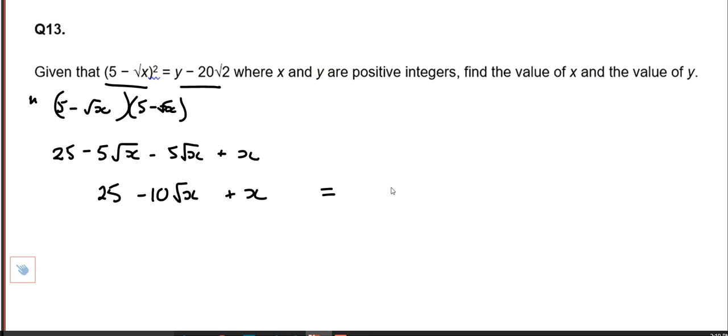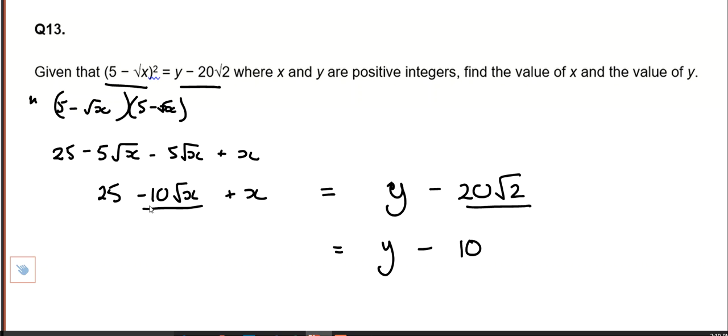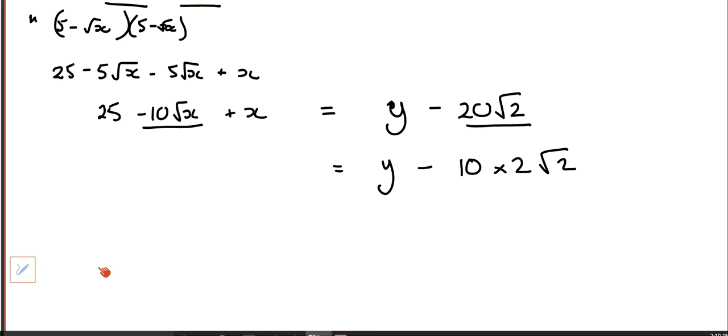That, I am told, is equal to y minus 20 root 2. Now, some people would go, y is 25, but it's not yet, because 10 root x is not the same as 20 root 2. So what I need to do is adjust my 20 root 2. I'm going to say it's minus 10, because of that 10, times 2 root 2. 10 times 2 is 20. That then is y minus 10 root 4 root 2. Because 2 is root 4.